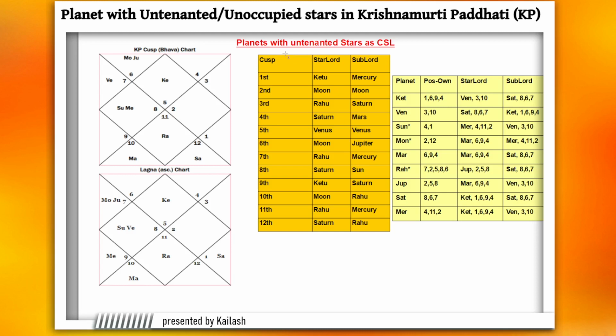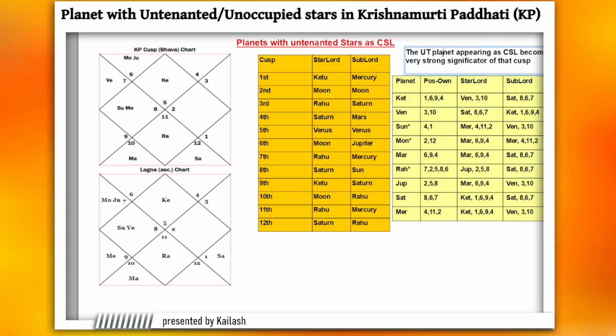So now this is the cusp table, right? And we already know that Sun, Moon, and Rahu, these three are the untenanted planets. Now the rule for the untenanted planet in the cusp is, this is the rule.